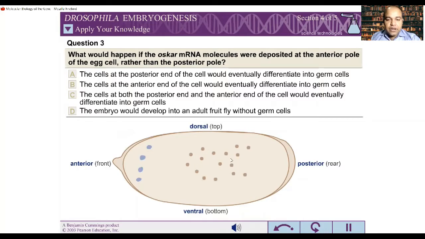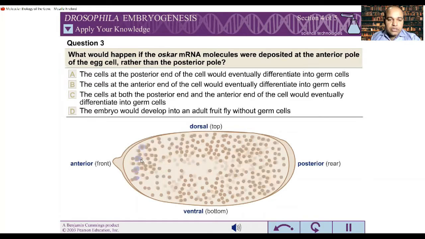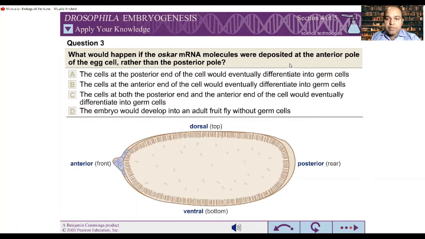See this, the division of nucleus is going to take place, and now this is going to form the germ cells. Here germ cells will be present over the anterior part of the body.